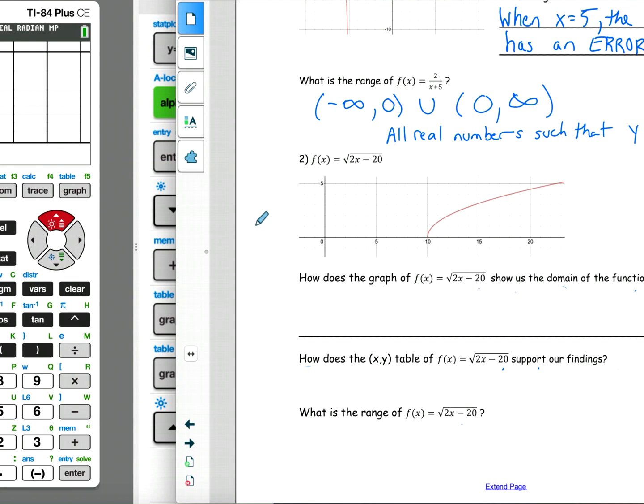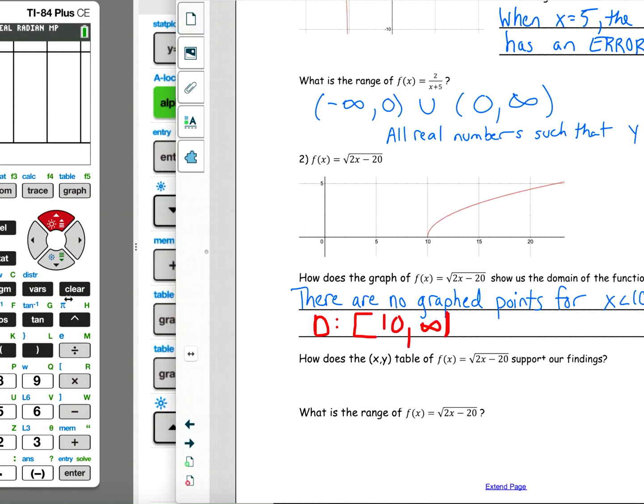So how does the graph of square root 2x minus 20 show us the domain of the function? Well, we don't have any x values that are less than 10. If you take a look here, this is our beginning point, and that's at 10, 0. So we're not going to have any x values that are less than 10. So there are no graph points where x is less than 10. And our domain in this case would be 10 to infinity, and you want to include the 10 because there is actually a point at 10, 0.